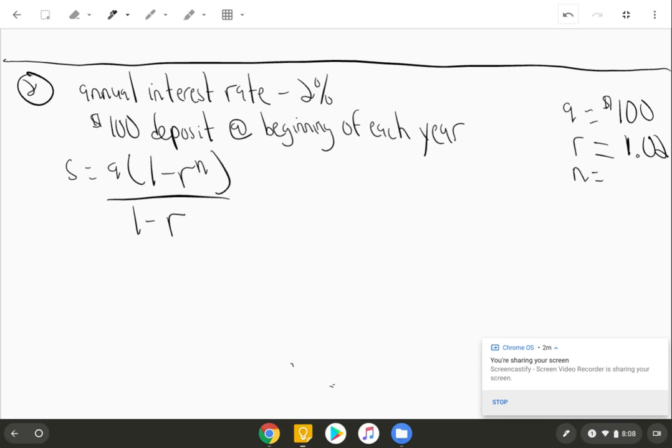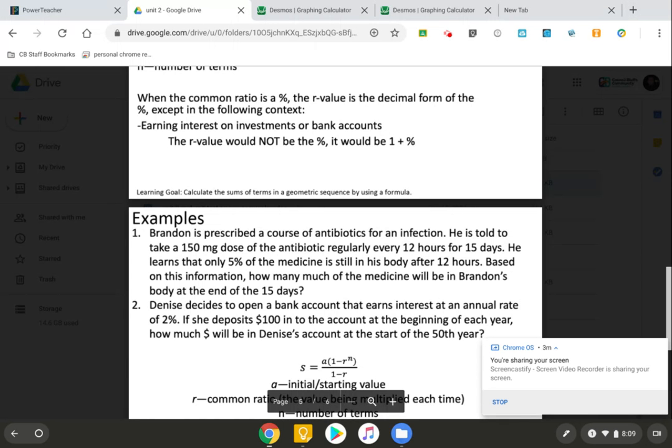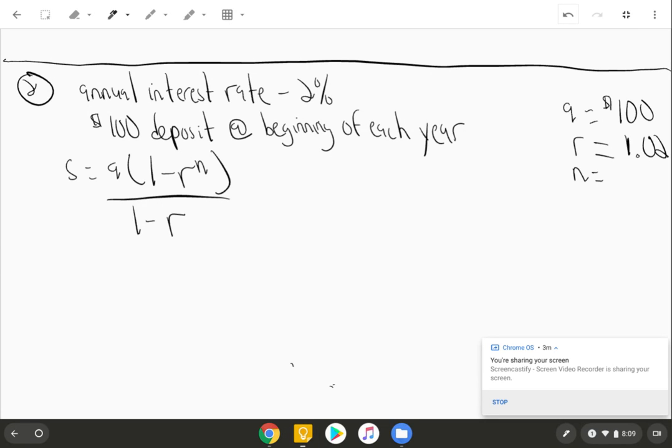Now, some of you may be asking yourself, why is that the case in this context? The reason is, if you think about what earning interest means, Denise is depositing $100 every year, and at the end of that year, she still has that $100 plus an additional 2% of what was in there. Then she deposits another $100. At the end of that year, she'll have whatever money was in the account at the beginning of the year plus an additional 2%. That is why our R value in this case is 1 plus the percentage, so 1.02.